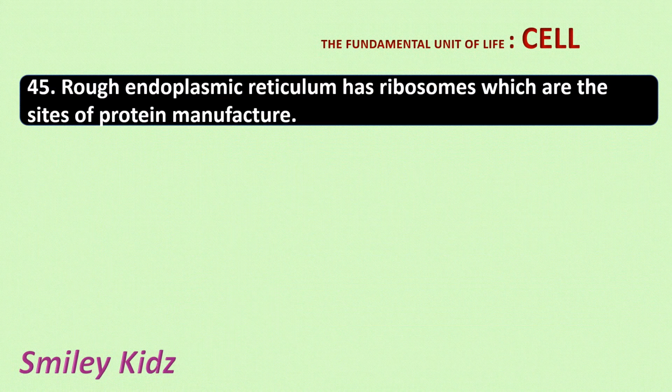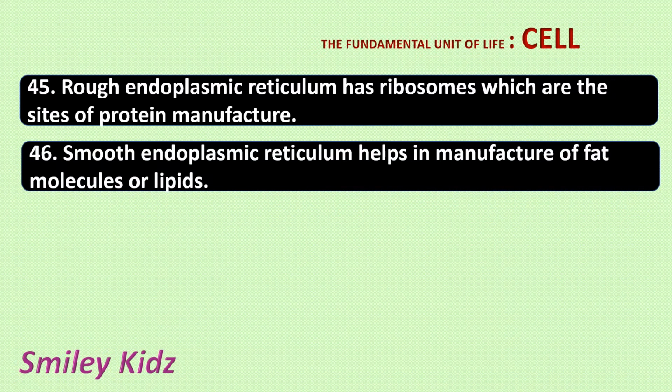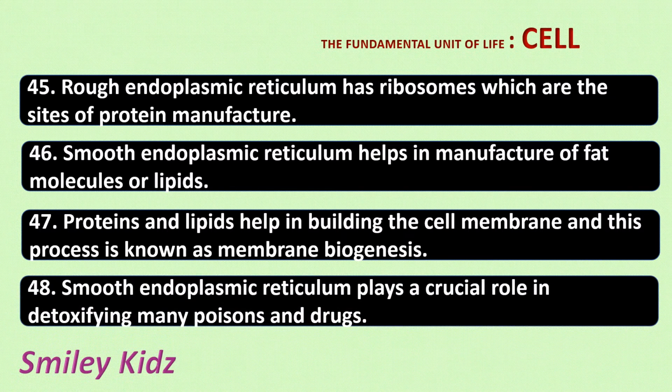Rough endoplasmic reticulum has ribosomes, which are the sites of protein manufacture, whereas smooth endoplasmic reticulum helps in the manufacture of fat molecules or lipids. Proteins and lipids help in building the cell membrane, and this process is known as membrane biogenesis. Smooth endoplasmic reticulum plays a crucial role in detoxifying many poisons and drugs.